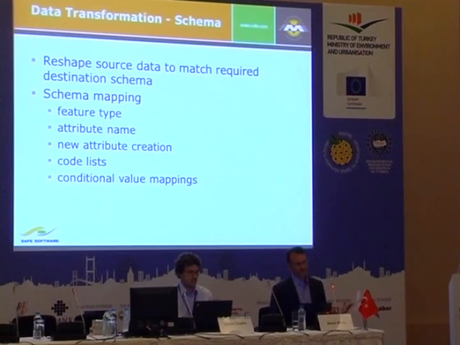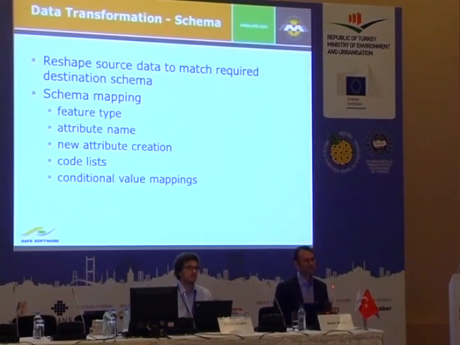So for the destination, there's obviously some schema transformation that needs to happen. Now when we do schema mapping, first of all, we can map the feature type name. Now what do I mean by feature type? You could also call that the layer name or the feature class. So the layer name might change. The source might be roads, the destination might be street.